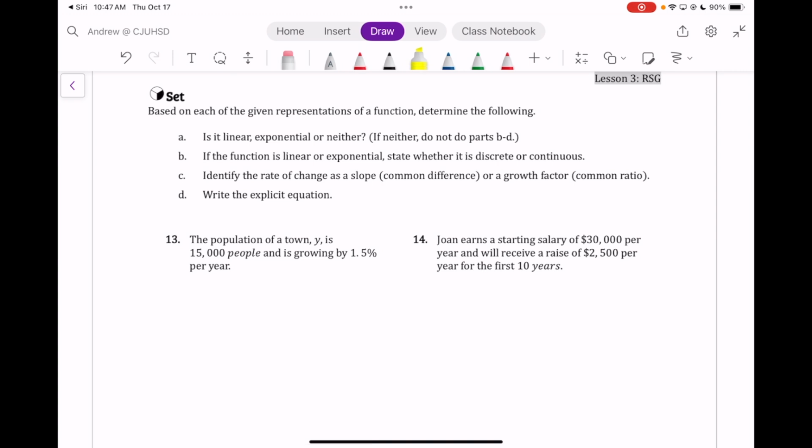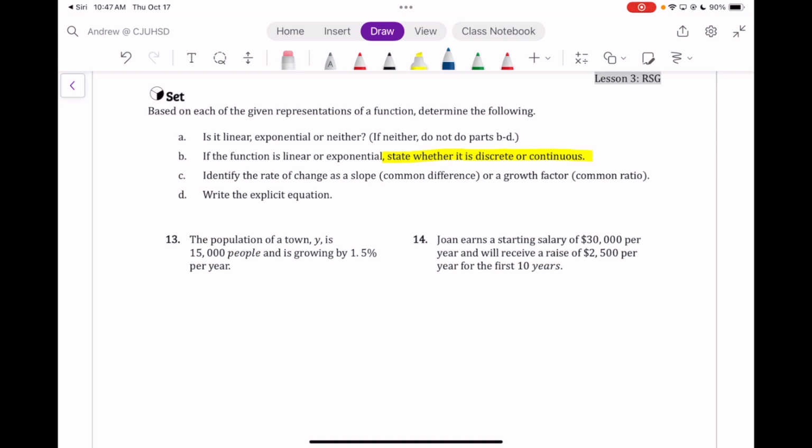Number 13, the population of a town Y is 15,000 people and is growing by 1.5% per year. Okay, so you may think that that's continuous. But really, they only do a census once a year. And each time you grow by a population number, that's going to be a whole child. Or if someone dies, it's a whole person. So I'm going to call this one discrete.